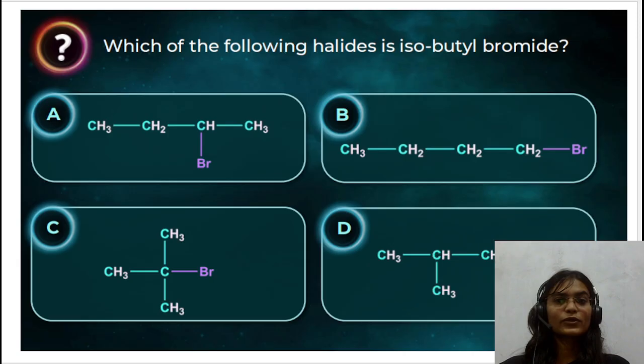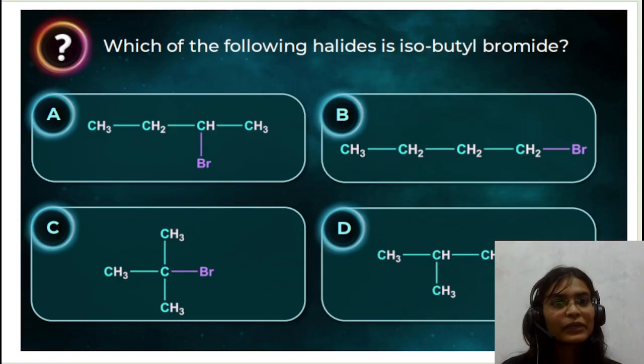Some students may be having a problem with the options as well, like whether C is correct or D is correct, or what is the meaning of iso, neo, or n. First of all, you answer, then I will tell you whether it is correct or not. D, okay. So D is the correct answer.